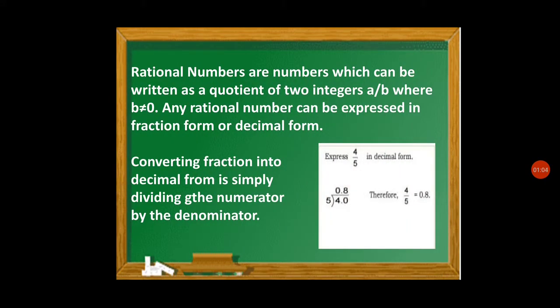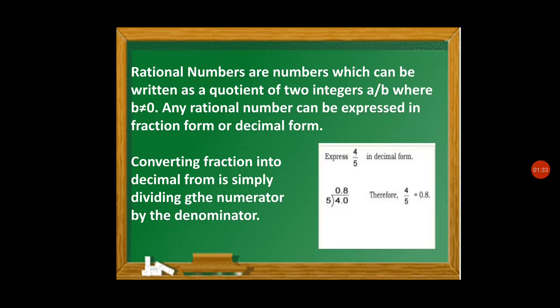Rational numbers are numbers which can be written as a quotient of two integers a over b, where b is not equal to 0. Any rational number can be expressed in fraction form or decimal form. Note that b must not be equal to 0 because if the denominator is equal to 0, the fraction is called undefined. Wala pong fraction na ang denominator ay 0.